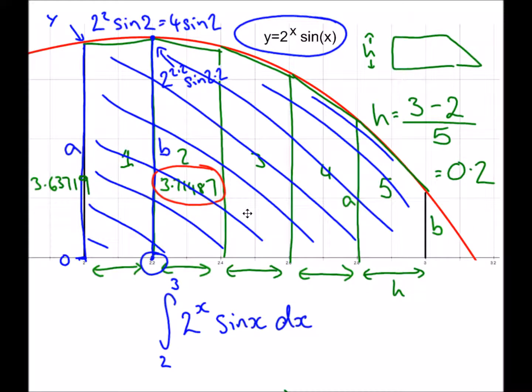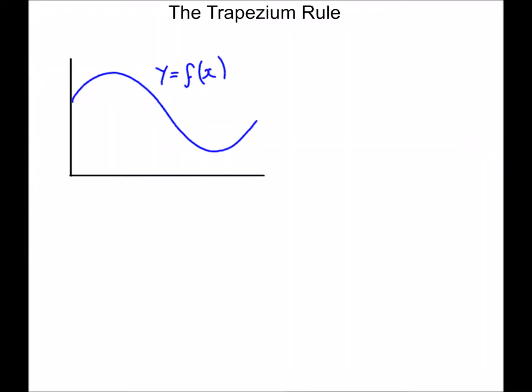To make that better, to make this area smaller, what I could do is use more trapeziums, and then rather than splitting at every 0.2, I could split at every 0.1. Then I'm going to have less of a gap, but I'm still going to have a gap there. The more accurate I want this estimate, the more trapeziums I need. So I need a better way of doing this because I need to reduce the amount of work I'm doing. So let's have a look at the general case.